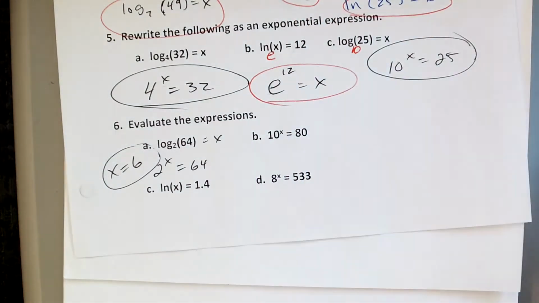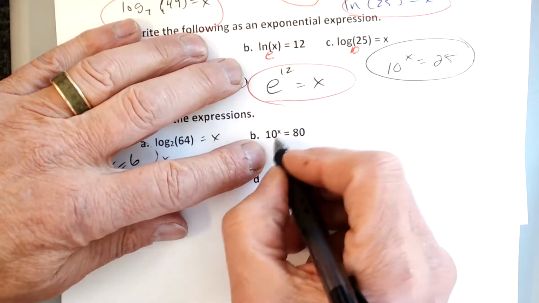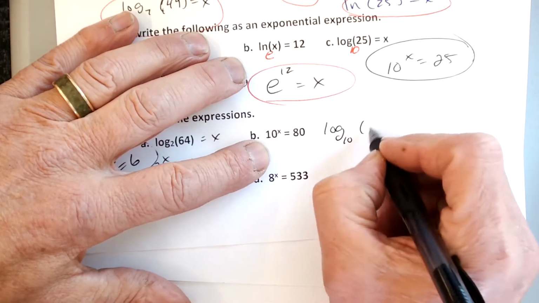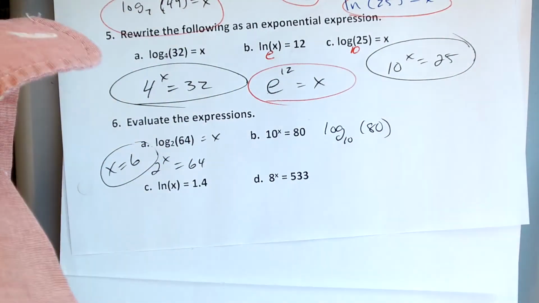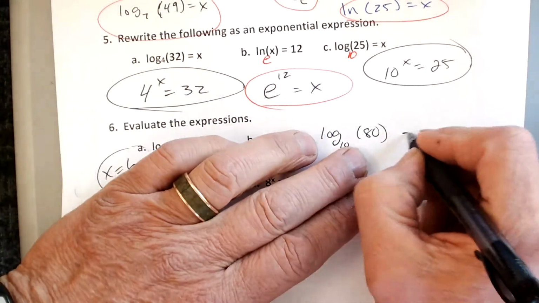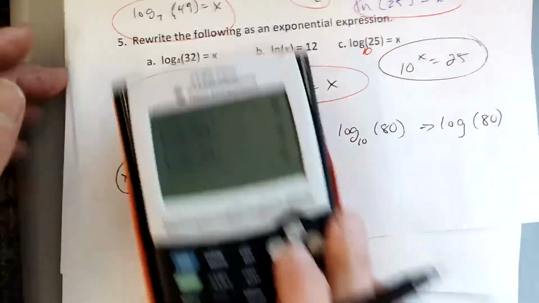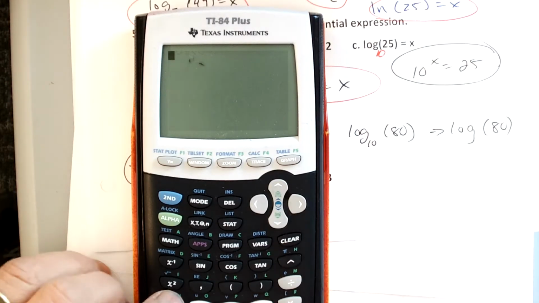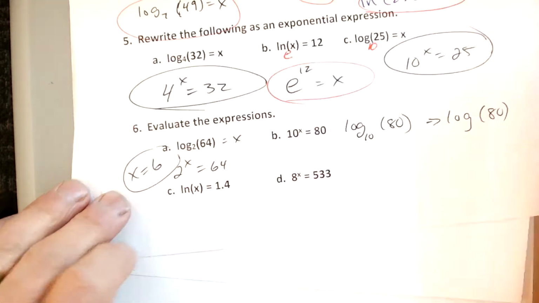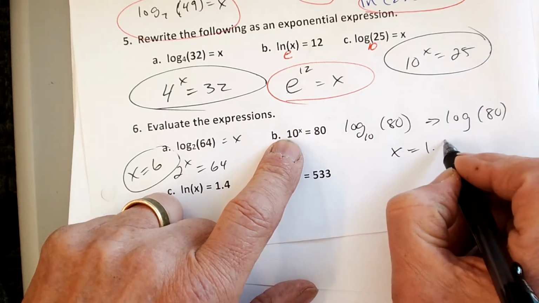Okay. B, I'm going to change to a logarithm. Okay, I'm going to because you can't do it in this form, so we're going to rewrite this as log base 10 of 80. And log base 10 is your common log. It's regular old log in your calculator. It's going to be just plain old log of 80 because it's common log. And I have that in my calculator also. Just plain old log. So I go log of 80 and I get my answer. It's about 1.9, which makes sense. We knew it was close to 2. So x is about 1.9. Okay.